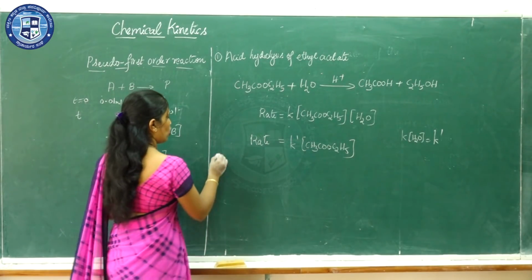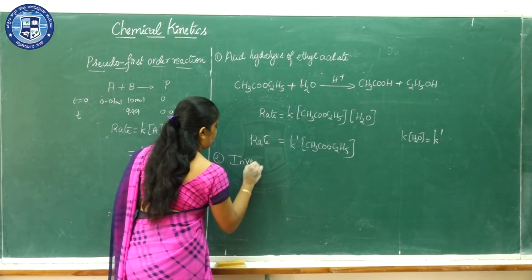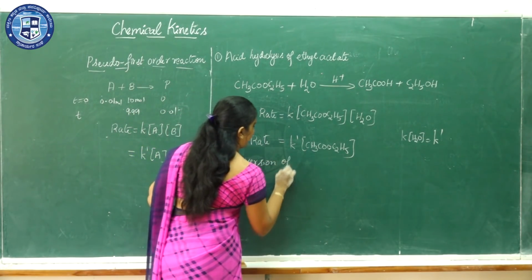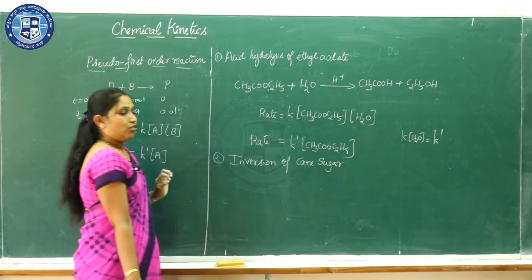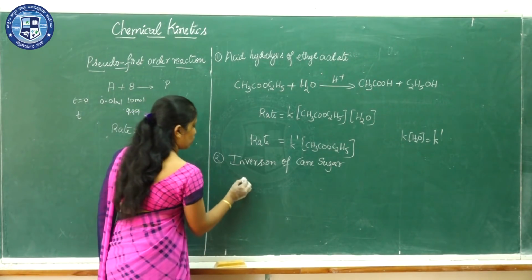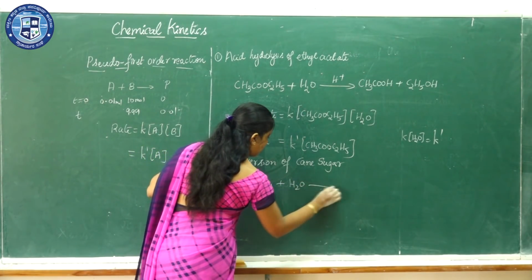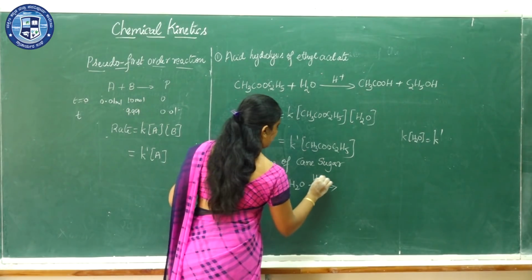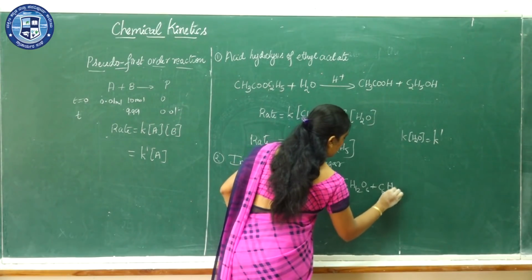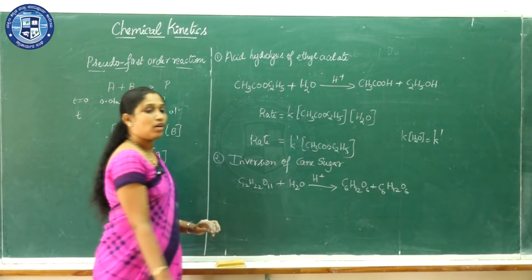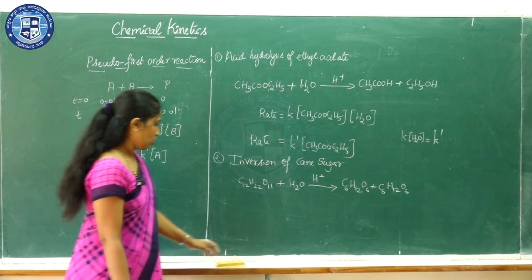Apart from this, we can take one more example, which is inversion of cane sugar. In the inversion of cane sugar, you get glucose and fructose. This is also another example of a pseudo first order reaction. Hope you understood this.